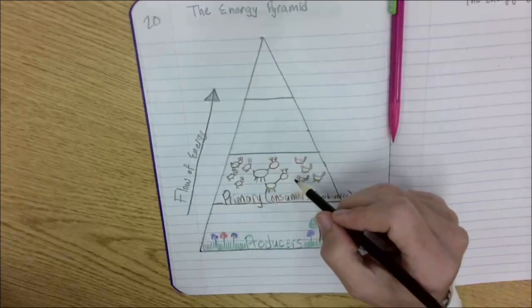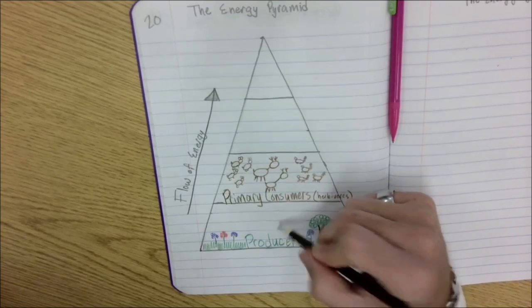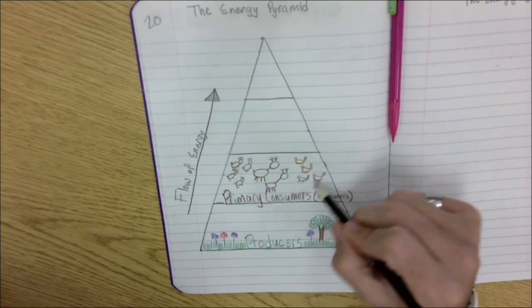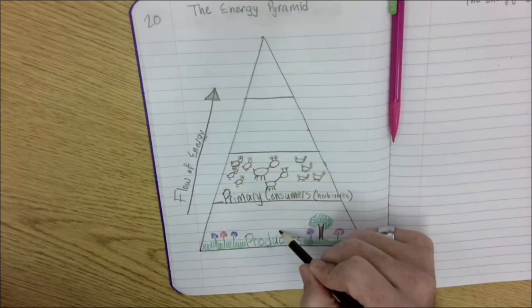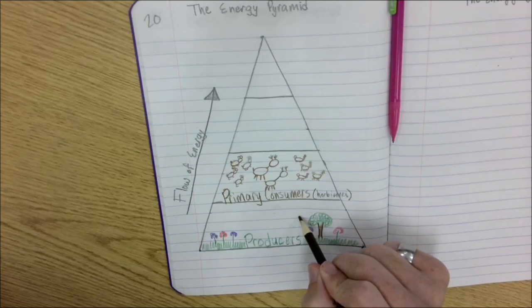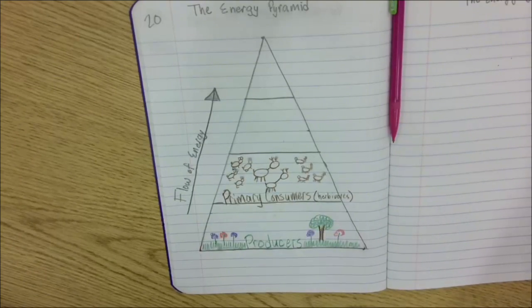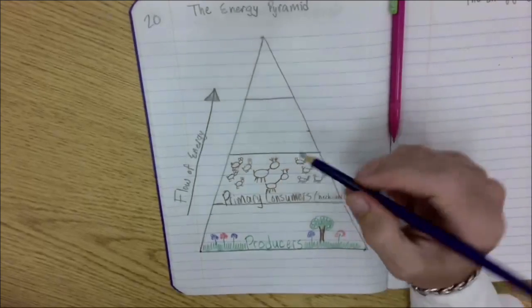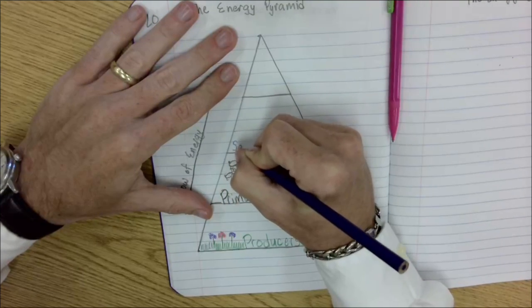Now remember, organisms get energy from whatever is below them. So the primary consumers can only get energy from what's below them, the producers. That's why they're herbivores, because they eat only plants. Let's move to our next box. This one will be in purple, and these are secondary consumers.